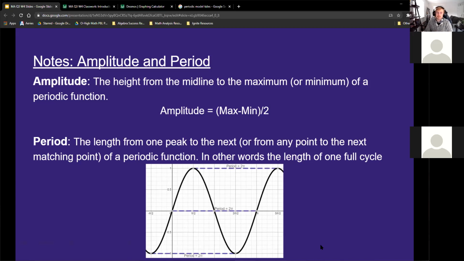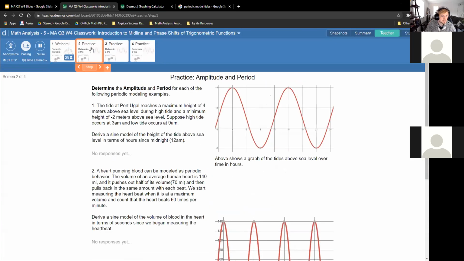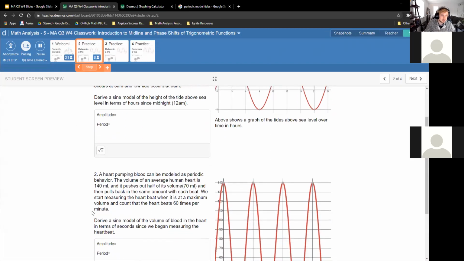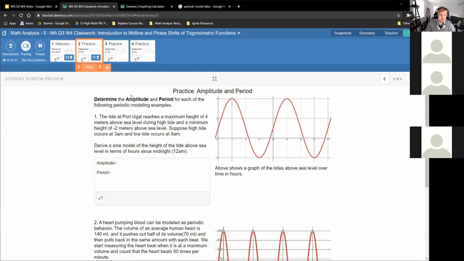Right, guys? And so we can actually use this idea in many contexts. It doesn't always have to be looking at a graph, right? For example, in our classwork, which we're going to move forward to slide 2. So if you guys go to the Desmos slide 2, check it out. What I've given us is 2 different models of periodic behavior. And I'm asking us to determine amplitude and period for each of the models.